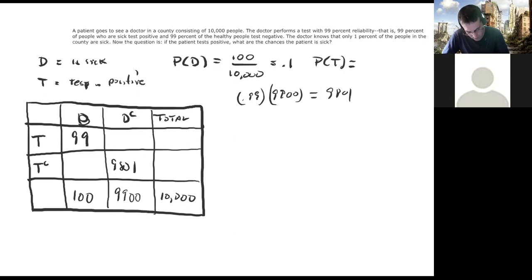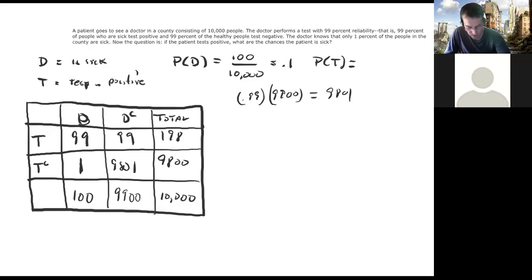Okay, we also know, because the column entries under D have to add up to 100, that the number of people who are sick which test negative, that's a false negative, is 1, and likewise, we know the remaining 99 people who are not sick test positive. Okay, and then we can add up the totals in the rows. We get 198 and we get 9,800. Okay, so we filled in all the entries in the table.